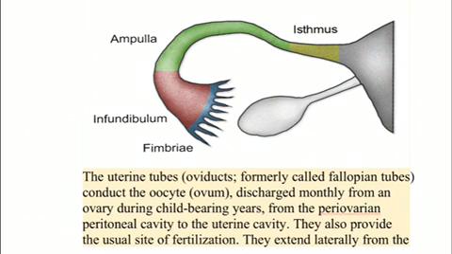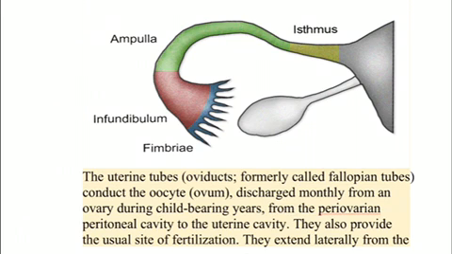The uterine tubes are, of course, part of the viscera you have in the pelvic cavity, part of the female reproductive system. The uterine tubes are also called the fallopian tubes or the oviducts. The uterine tubes conduct the oocyte, that's the ovum, which is discharged monthly from an ovary in the course of the reproductive age, the childbearing years.